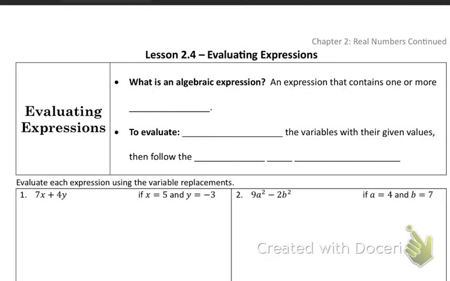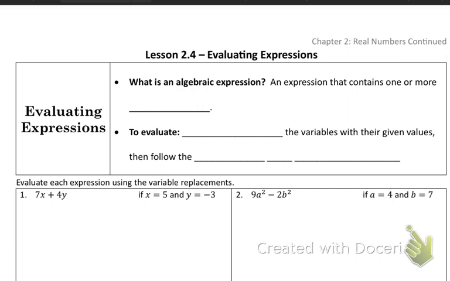This is our last lesson before the test, and that is evaluating expressions. Now, we've already evaluated expressions, right? That's what we did with the order of operations, but we're going to evaluate expressions when I give you variables to plug in, to substitute in. So we're talking about substitution today for the most part.